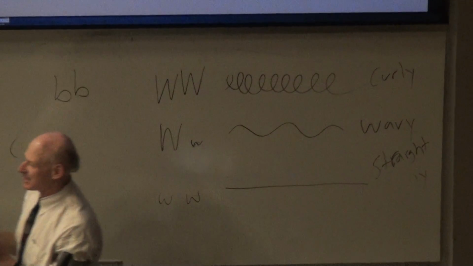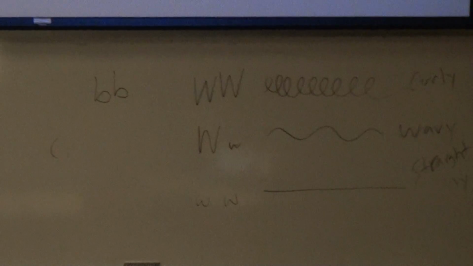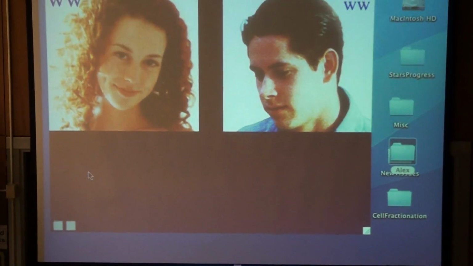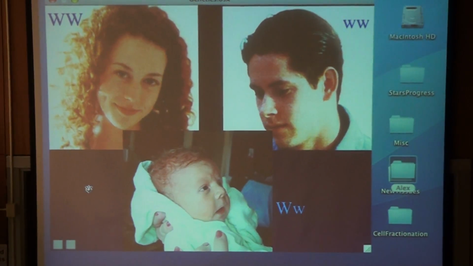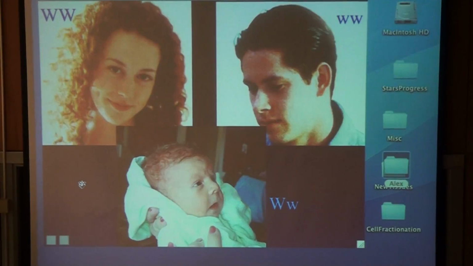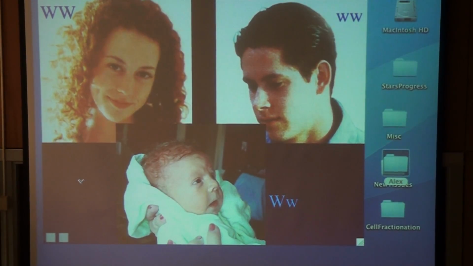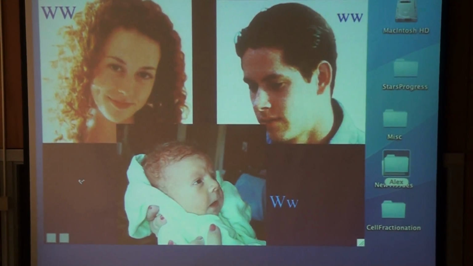All right, so if these two people have a kid, what kind of hair is the kid going to have? Wavy hair, right. She's big W, he's little w. You get the kid, you're going to have a weakened form of the curly phenotype, which is going to be the wavy-haired kid.